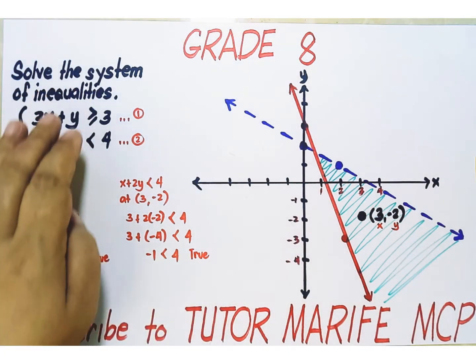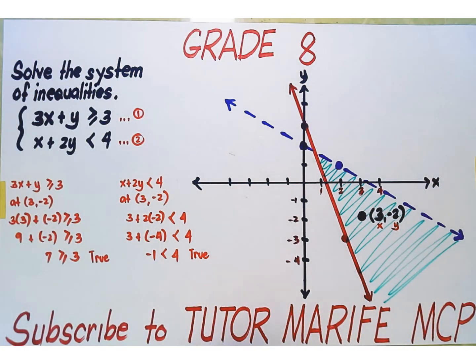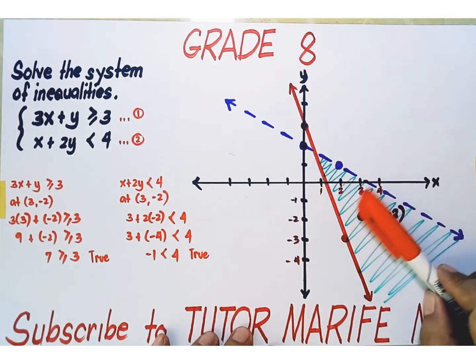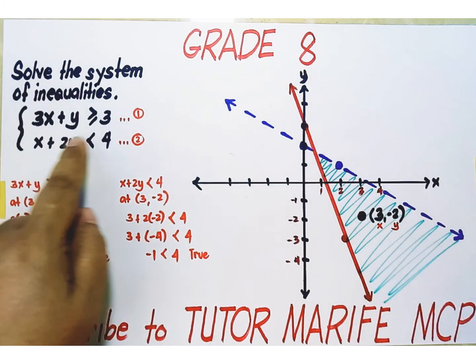So since both inequalities in the system are satisfied, then we can conclude that our intersection region is correct. This is the solution to the given system of inequalities.